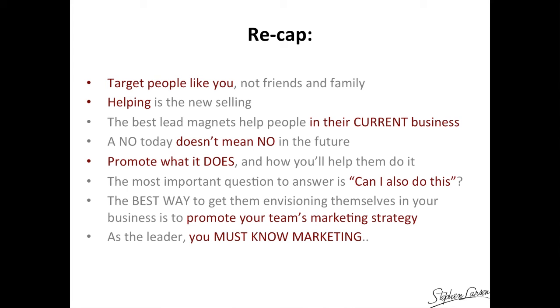The most important thing you can answer for your prospect is, can I do this also? And the best way to answer that is to get them to envision themselves in your business by promoting your marketing strategy. Okay? Gosh, sink that in. Staple that everywhere, all over you. I mean, keep that on you, right? It is so crucial for you as a leader to learn marketing. Anyways, those are the major lessons I wanted to get out.